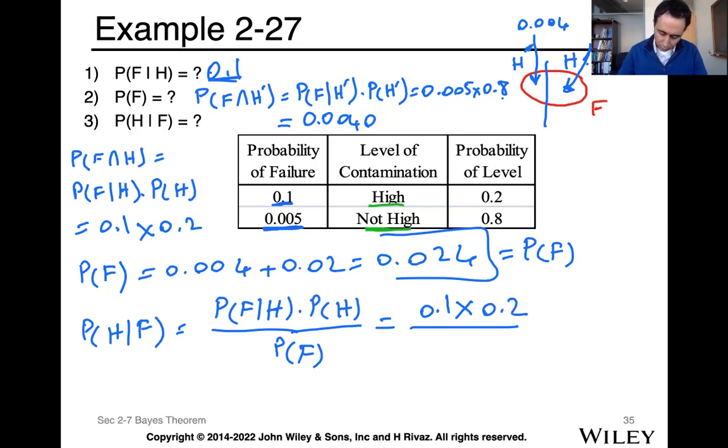So always, when you use the Bayes theorem, the denominator is basically the most time-consuming part to calculate, right? You saw that to calculate P of F, I had to add these two, right? But I already have it here, so I'm going to use it here. 0.024. So that's it. Now I have probability of H given F.